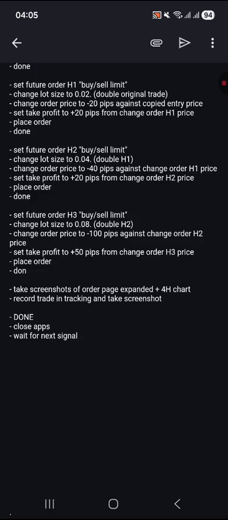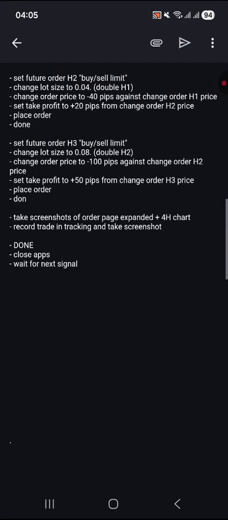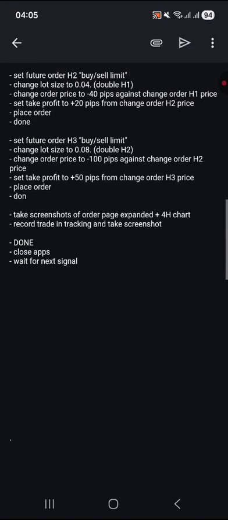It's just worth it for me every single time to do the same trade the same way. So I place the hedge level 3 order, set future order hedge level 3, buy limit or sell limit, change the lot size to double of hedge level 2. So in this case, it's 0.08. Change the order price to 100 pips against hedge level 2. So the market can move 160 points against my original trade. So I do the math there.